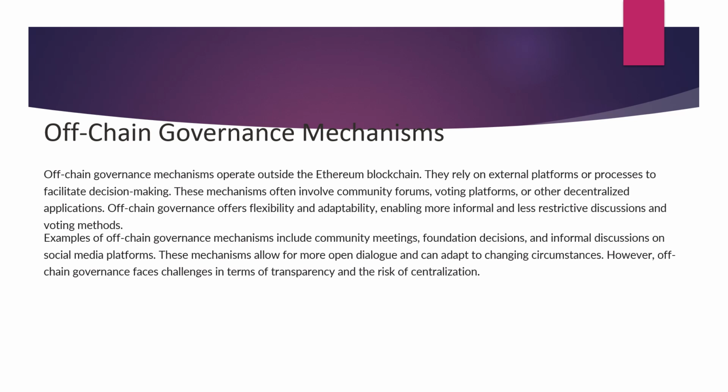For off-chain governance, it operates outside the blockchain using external platforms for decision making. While it offers flexibility and adaptability, it may lack transparency and security. Examples include community forums and social media discussions, where informal and less restrictive voting methods are used.